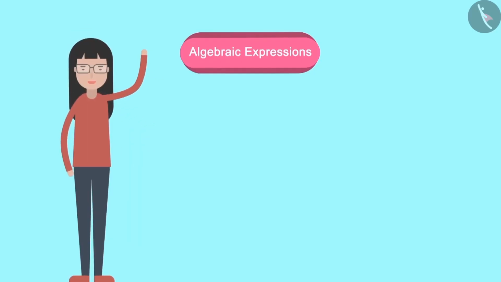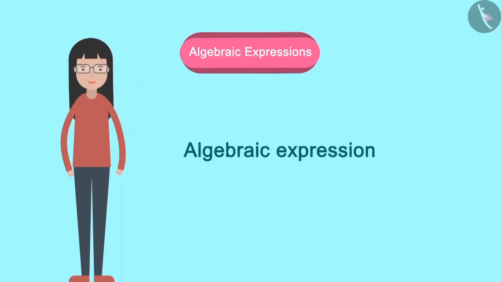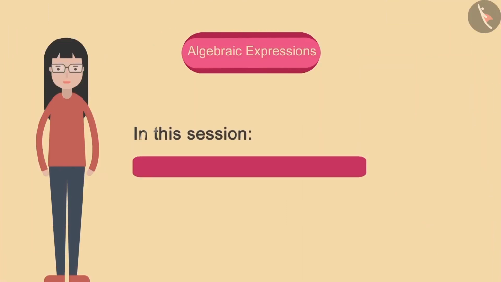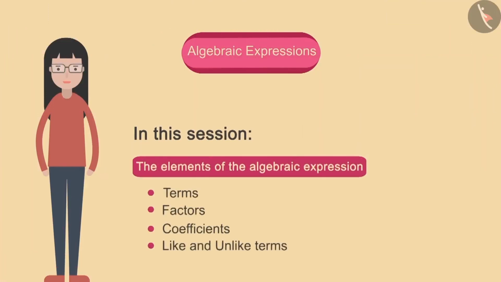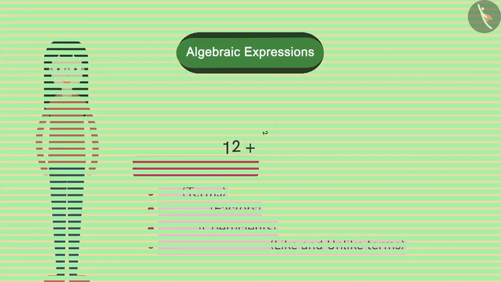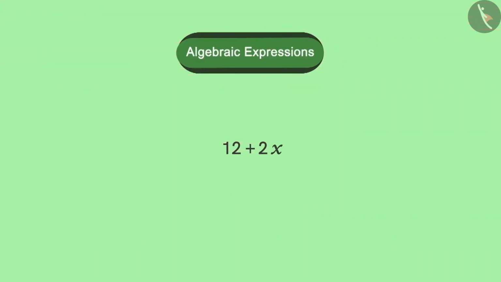In the last session, we learnt about algebraic expressions. Friends, in this session, we will learn some elements of algebraic expressions. They are terms, factors, coefficients, like and unlike terms. Take a look at the given expression.